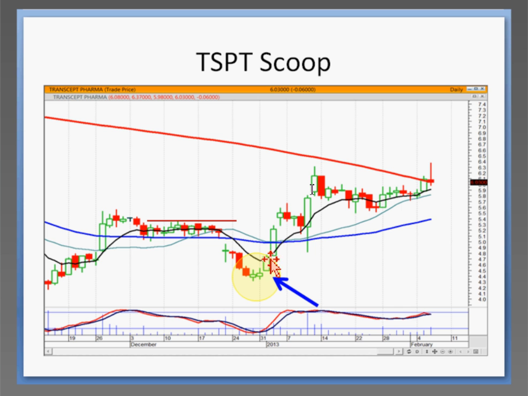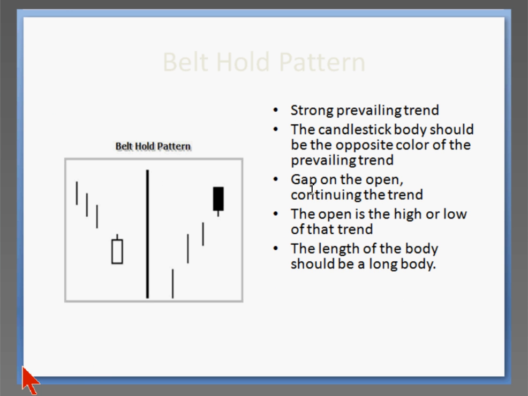I could either be buying right here knowing that there's one setting up, or I can be buying right here knowing that it did break out. It all depends on each individual's nature.